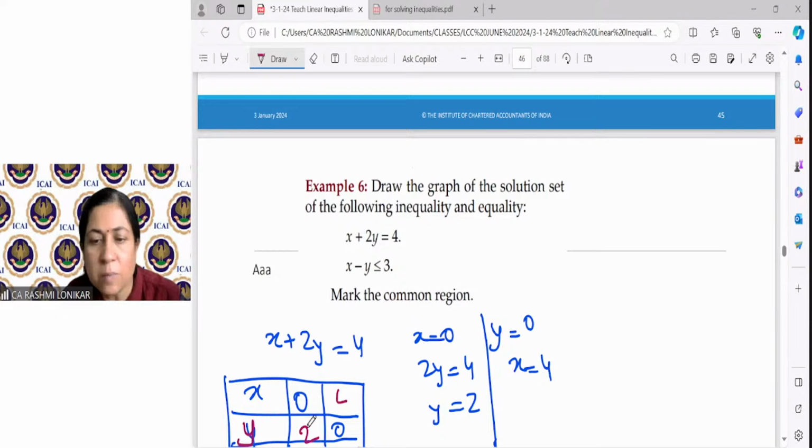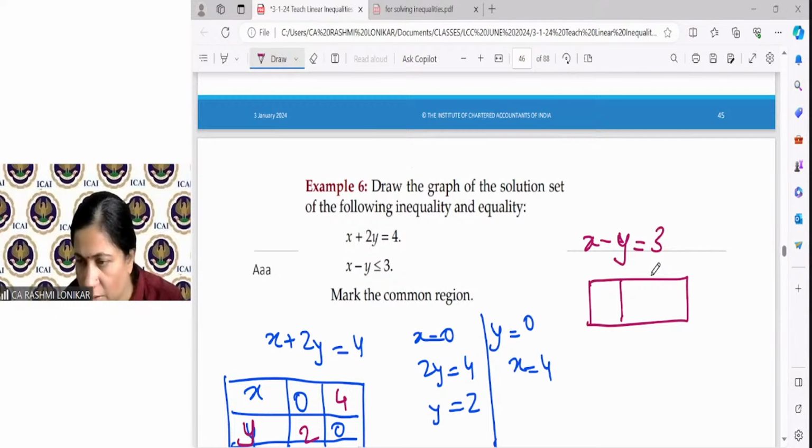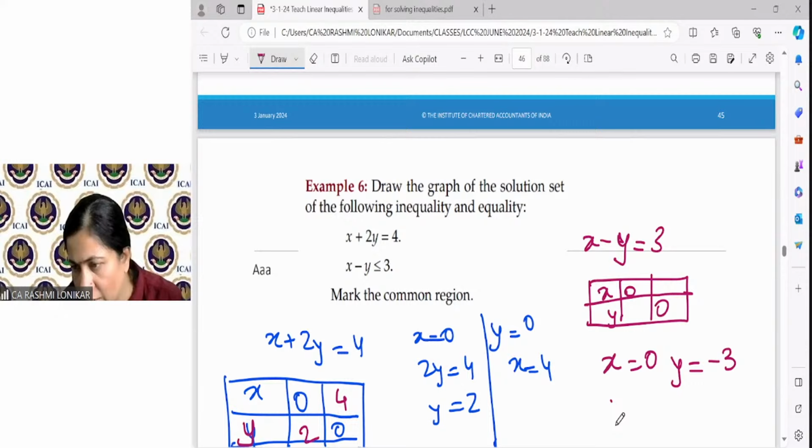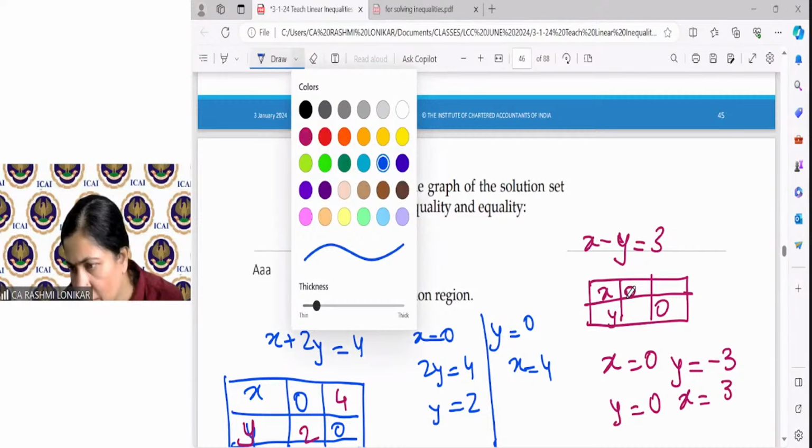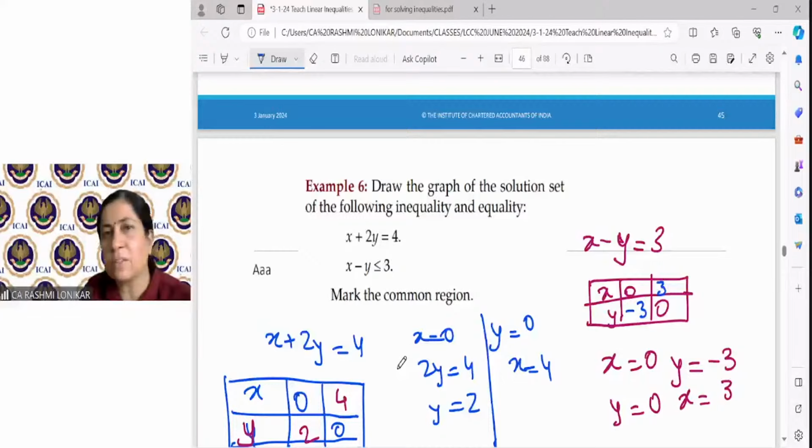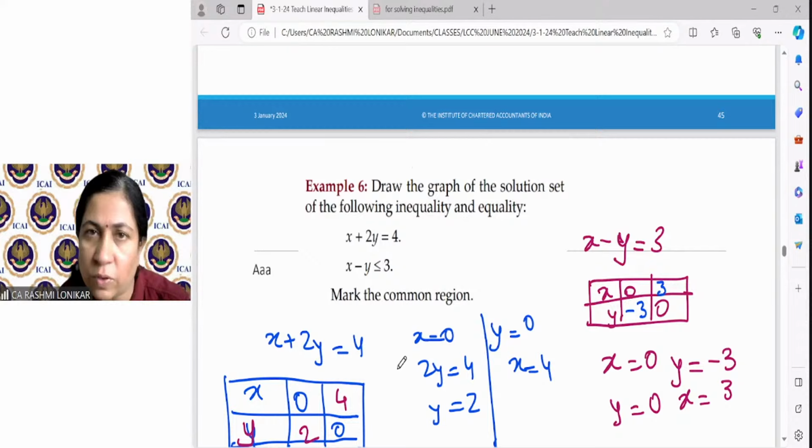Second is x minus y is equal to 3. So, again the same thing. When x is 0, y is equal to minus 3. When y is 0, x is equal to 3. When x is 0, y is minus 3. When y is 0, x is plus 3. Okay, so now you have these two values where they're intersecting on the x and y axis.